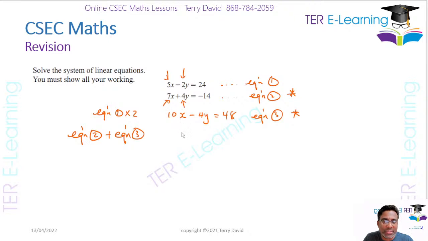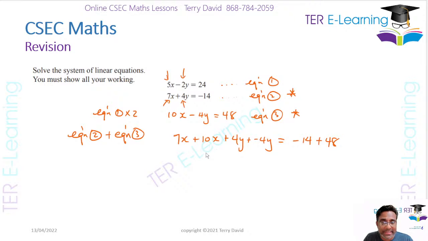So if I add those two equations, I'm going to write it out so you see exactly what I'm doing. So 7x plus 10x, right? Then I have 4y plus minus 4y is equal to minus 14 plus 48. Now I'm just writing it out like this so you see exactly what I'm doing. I am adding the two equations.